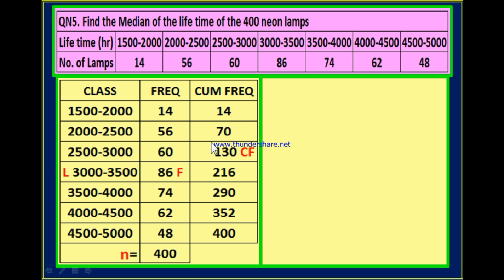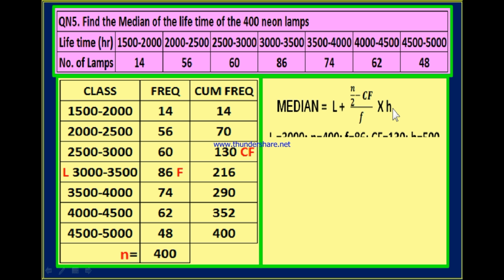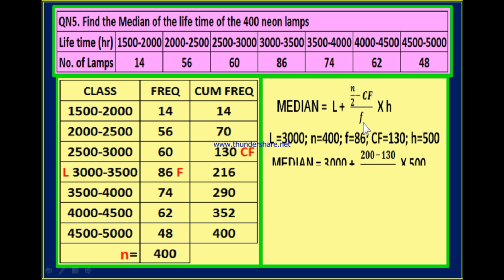Now let us write the formula for median. The median of any group of data is given by L plus n by 2 minus CF by F into H. Here L value is 3000, n value is 400, F value is 86, CF value is 130 and H value is 500. Now let us substitute these values in the given formula.